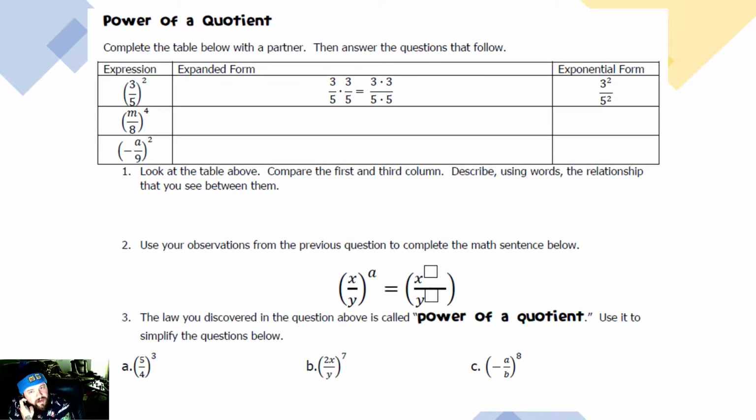All right, our last power rule here. So, power of a quotient. So if we have 3 over 5 raised to the second power. Well, that's like taking 3/5 times 3/5, which is 2 3's on top, 2 5's on bottom, which is 3 squared over 5 squared. So you're distributing it to the numerator and denominator for this. So with our m over 8 to the 4th, all right, so we have 4 m's on top and 4 8's on the bottom.